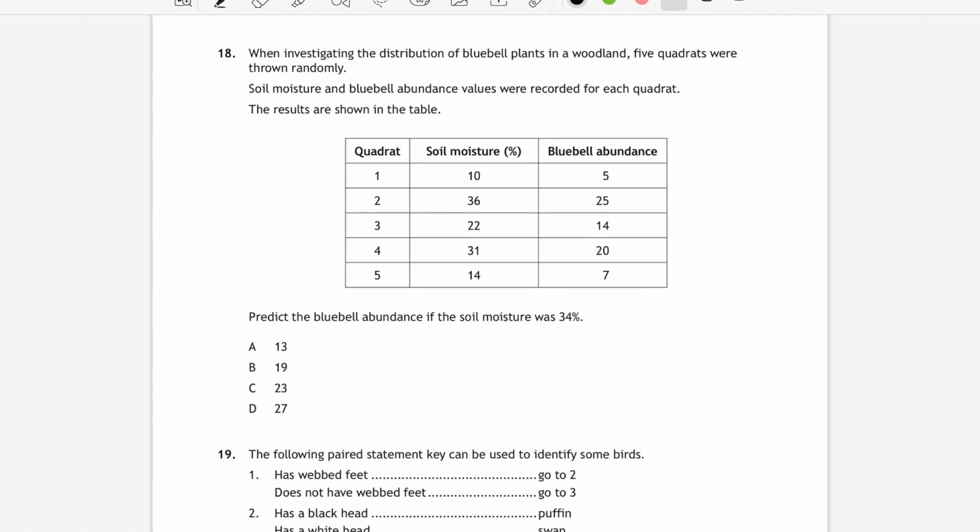Number 18, when investigating the distribution of bluebell plants in a woodland, 5 quadrats were thrown randomly. Soil moisture and bluebell abundance values were recorded for each quadrat. The results are shown in the table. So we've been given a table here of some results. Predicted bluebell abundance if the soil moisture was 34%. Again, pause the video and have a look.